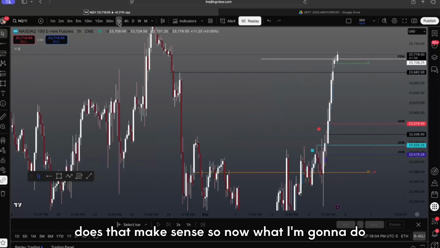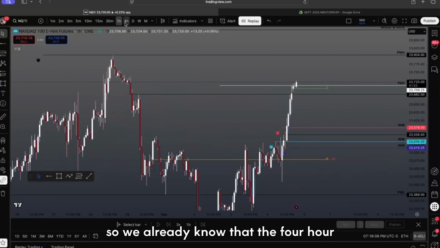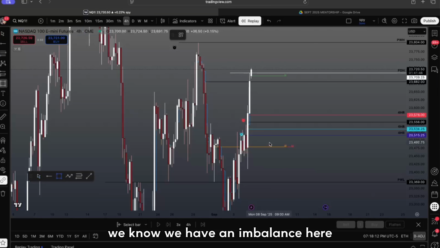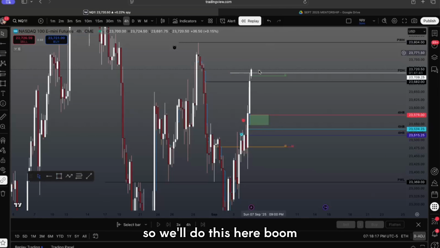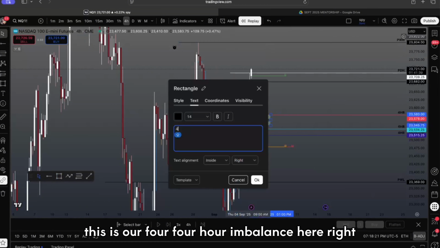So what I'm gonna do now is we already did the 4 hour fibs, right? So we already know that the 4 hour is currently bullish. We know we have an imbalance here, so we'll go ahead and label our imbalance. So we'll do this here. Boom. This is our 4 hour imbalance here, right?